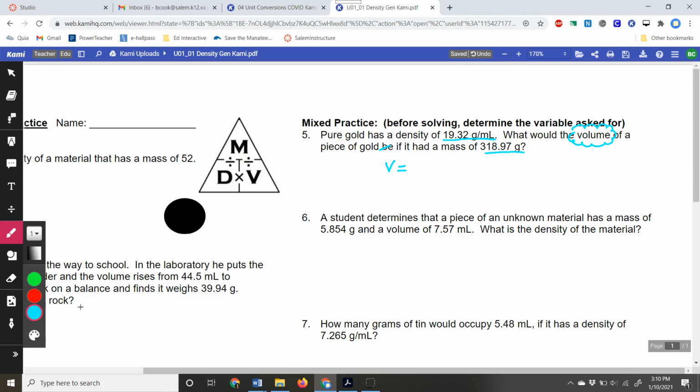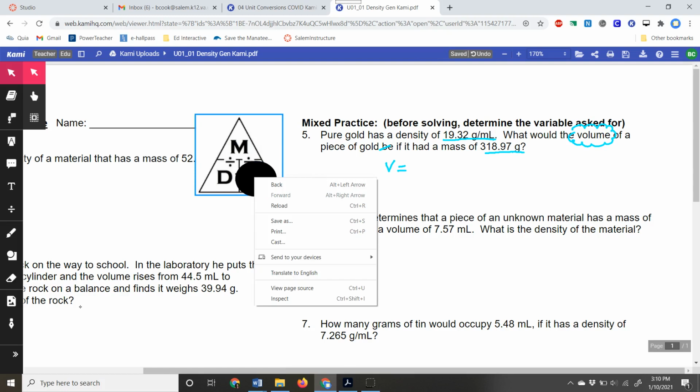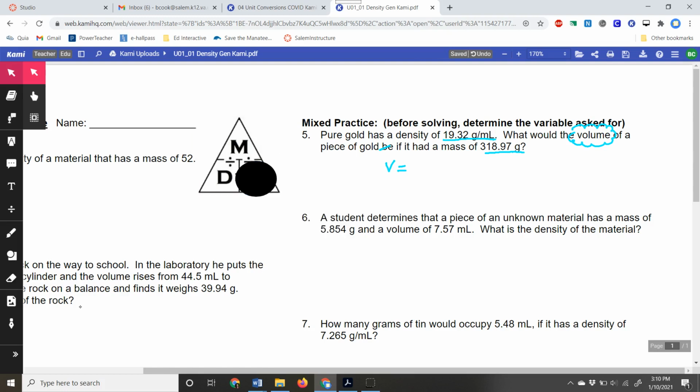So they're asking us for volume. We need to figure out how to use the density equation to do so. That's kind of hard when you solve for volume. One of the easiest ways to do this would be to use the density triangle. To use the density triangle, you take your hand and cover up what you're solving for. Instead of my hand, I have a gigantic black circle. I'm covering up volume. Notice that after I cover up volume, what do I have left? I have m over d, or in other words, mass divided by density.